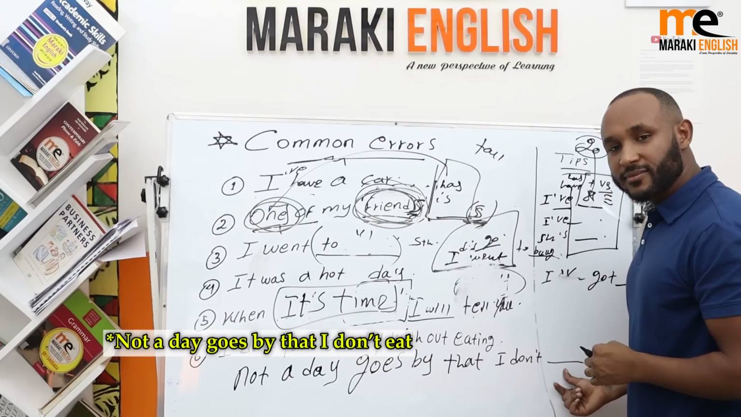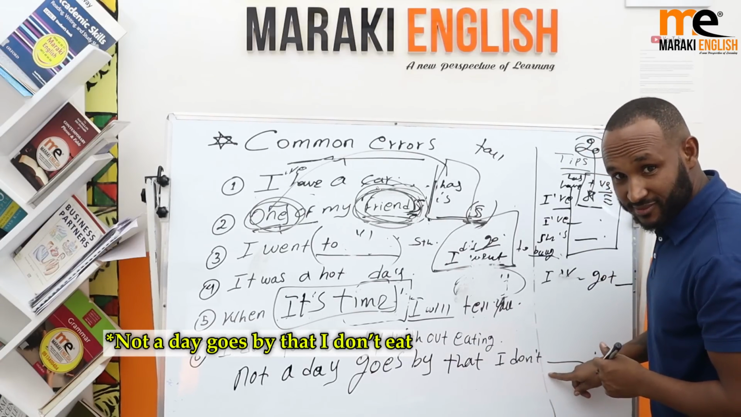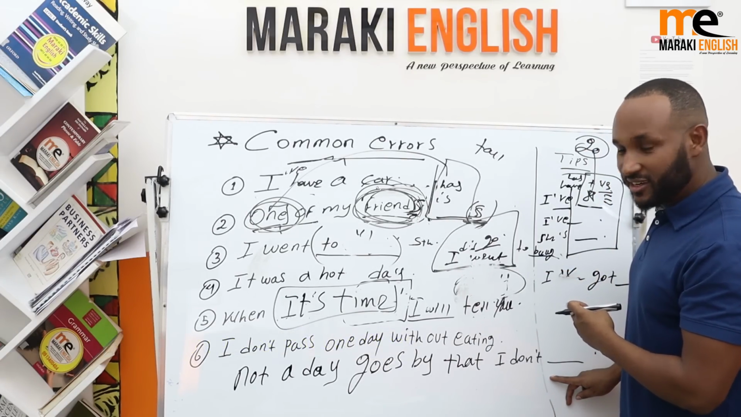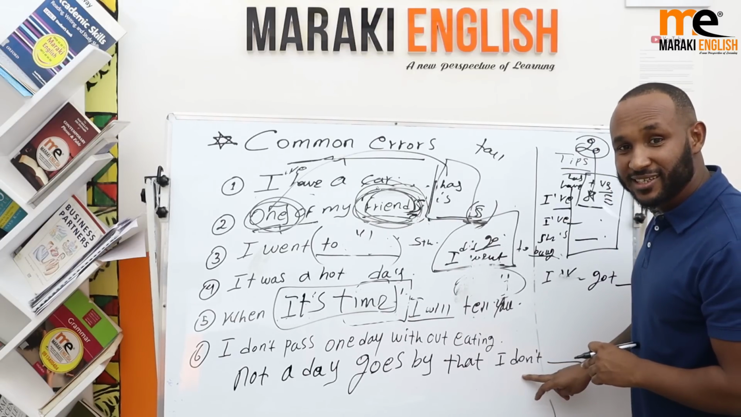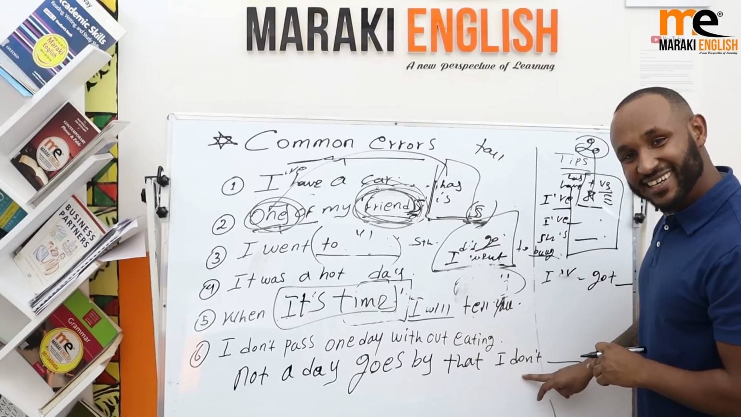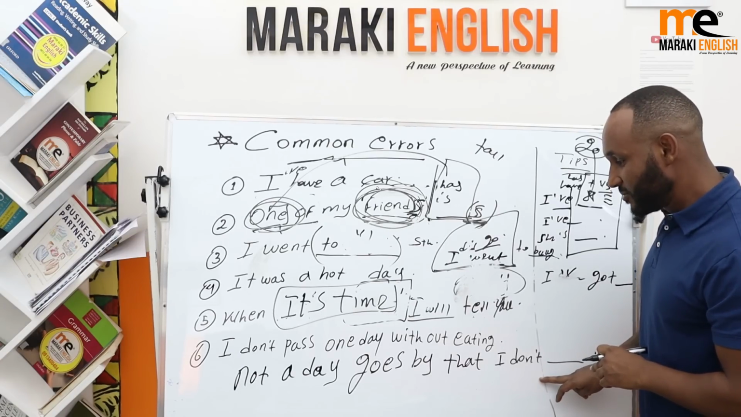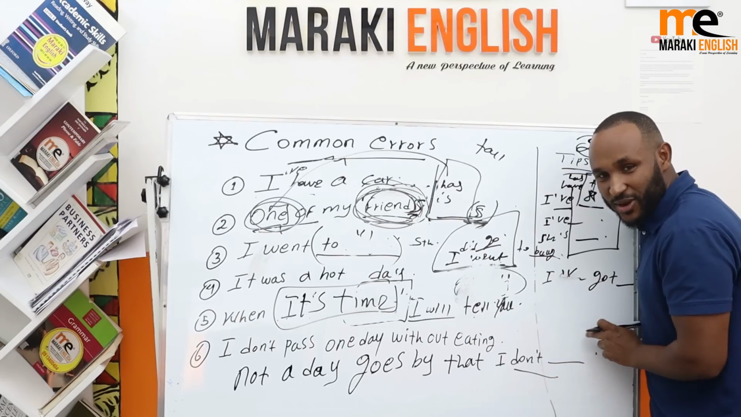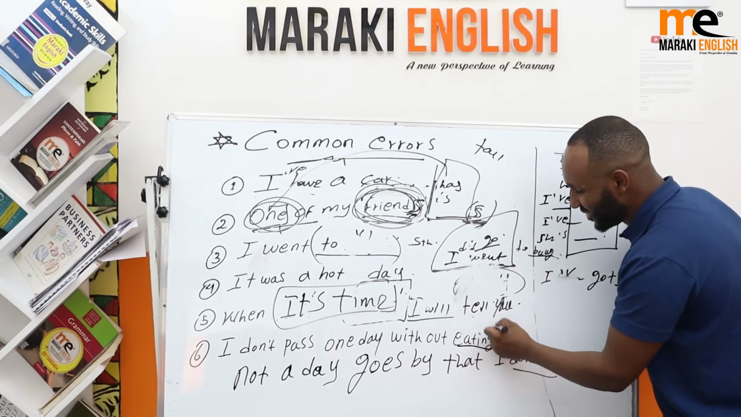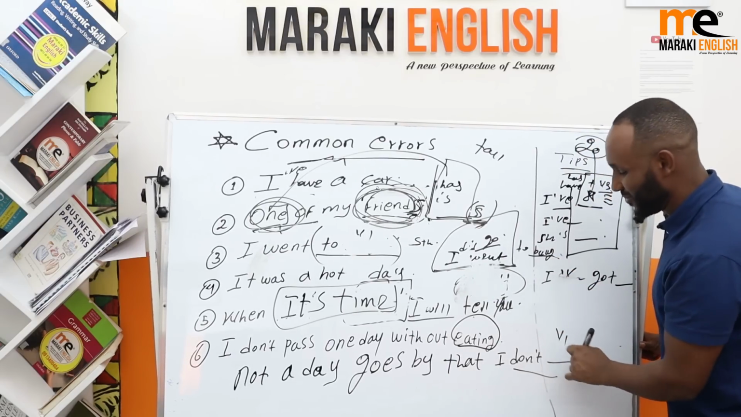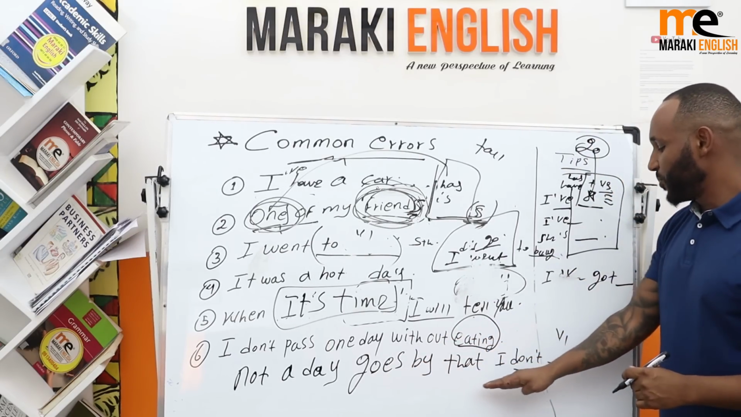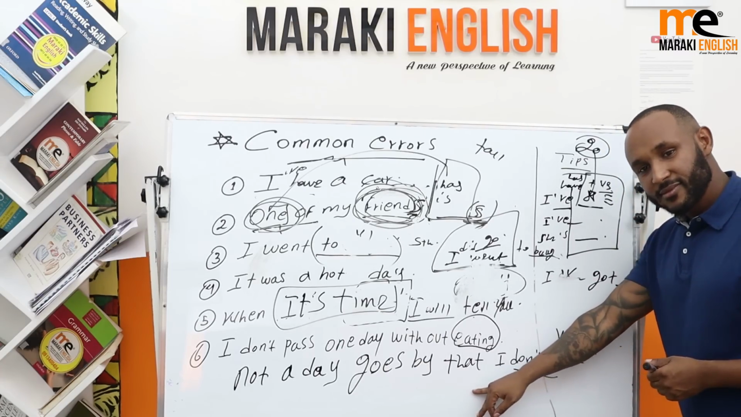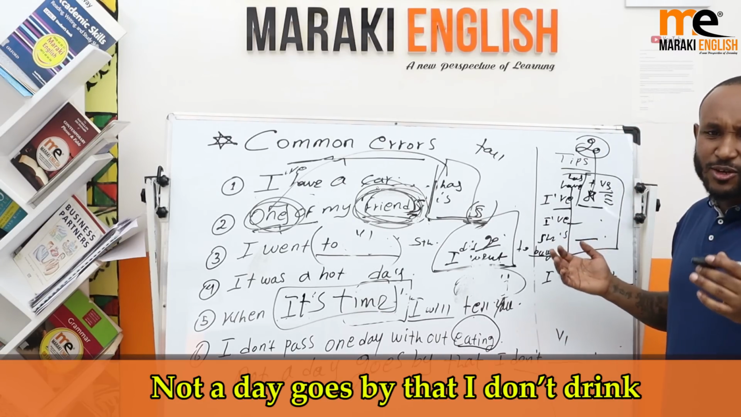Verb 1 or verb ing? Verb 1. I don't eat. No, I don't eating. You're right, it's there, without eating. But it's different. But here, I don't, so you have to put verb 1. Just verb 1. Not a day goes by that I don't drink. Yeah, not a day goes by that I don't drink.